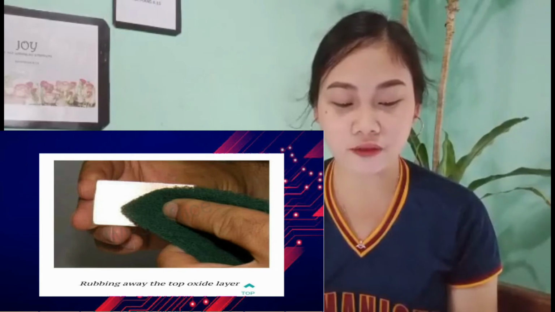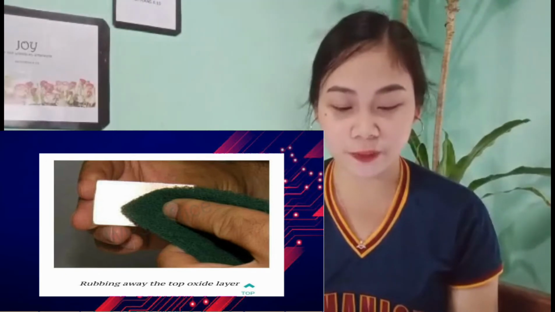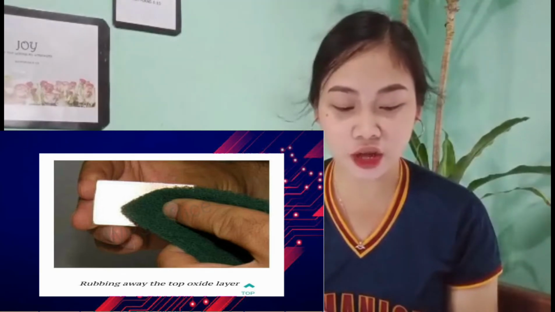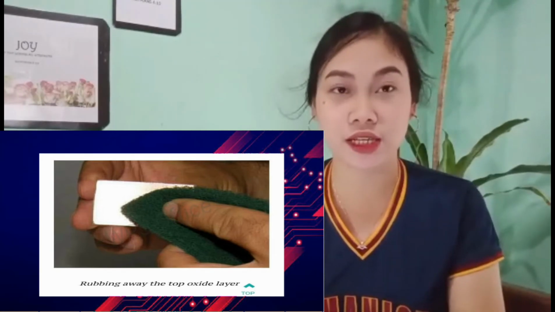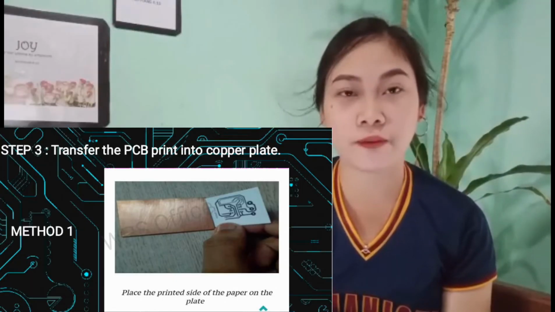This removes the top oxide layer of copper as well as the photoresist layer. The sanded surface also allows the image from the paper to stick better. Step 3: Transfer the PCB print onto the copper plate.